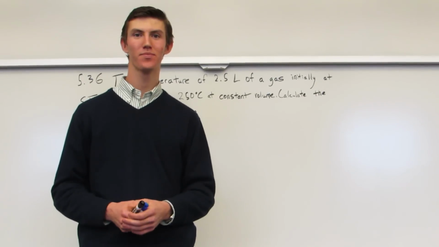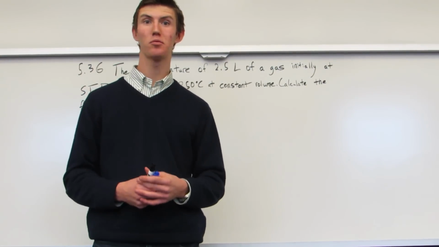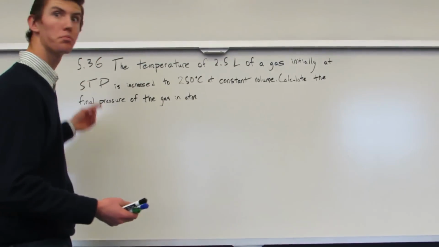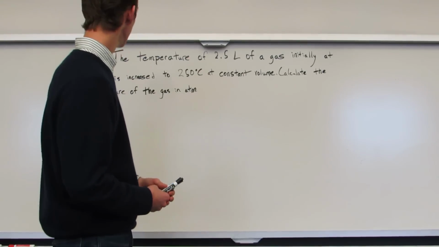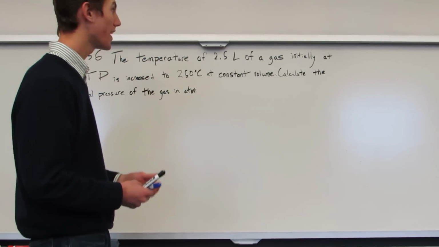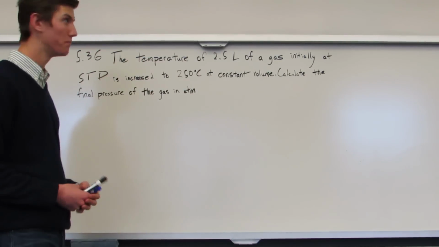All right, start. Hey guys, today we're going to continue our study of ideal gases, and we're going to look at Chapter 5, problem number 36. So the problem reads, the temperature of 2.5 liters of a gas initially at STP is increased to 250 degrees Celsius at constant volume. Calculate the final pressure of the gas in ATM.